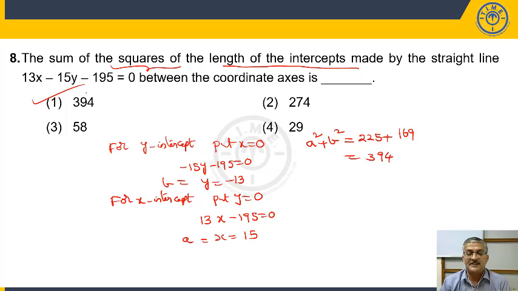So simply, here for the x-intercept and y-intercept you have to calculate. For the x-intercept put y is equal to 0. For the y-intercept put x is equal to 0. You will get a as 15 and b as minus 13. Sum of the squares of these lengths.